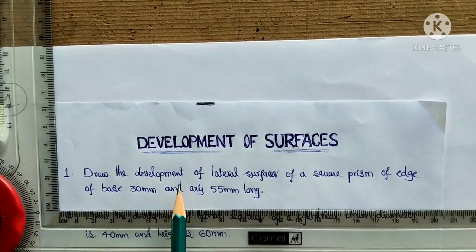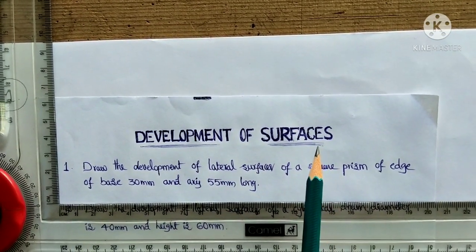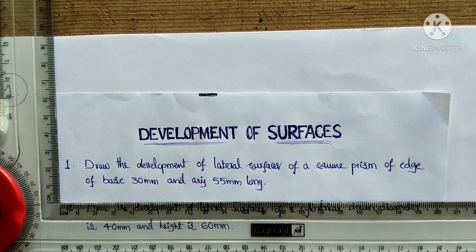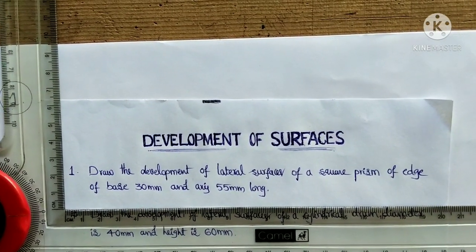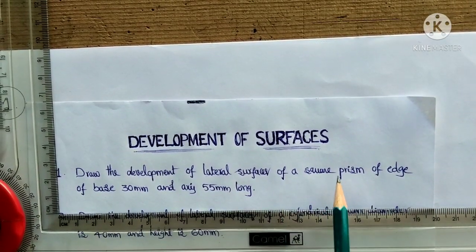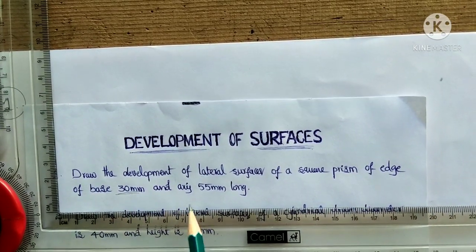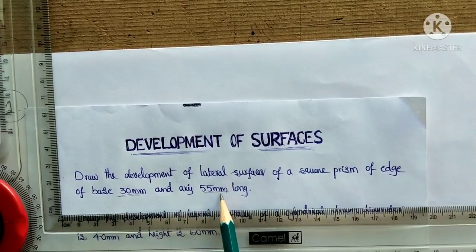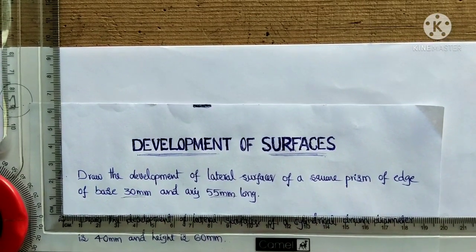In this video lecture I am going to teach you development of surfaces. Under this topic I have prepared a total of 8 problems. So we can see problem number 1. Draw the development of lateral surfaces of a square prism of edge of base 30 mm, axis 55 mm. Axis means the height of the object. So let us see the object.